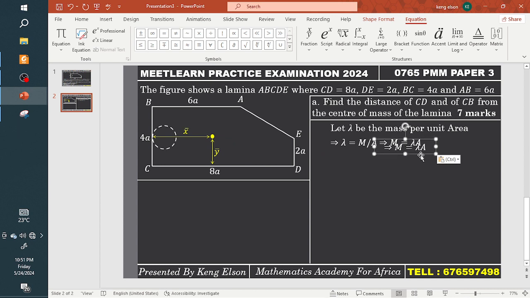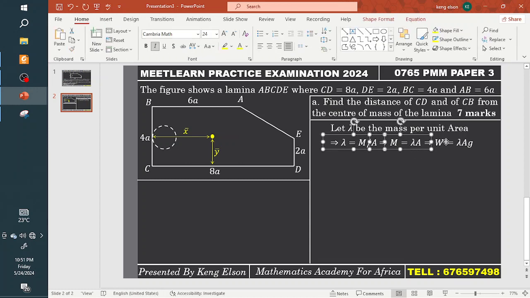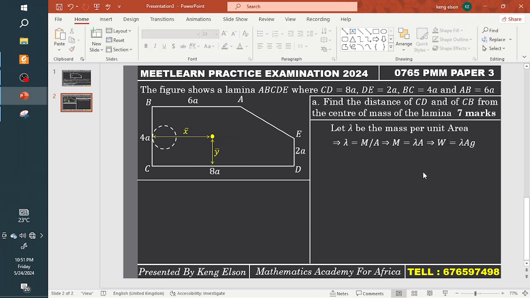Now I'll explain to the students why I'm doing that, because I'll need to take the weight to be mg, which will be m, which will be lambda a times g, since the mass is that. Okay, now copy and try to centralize.